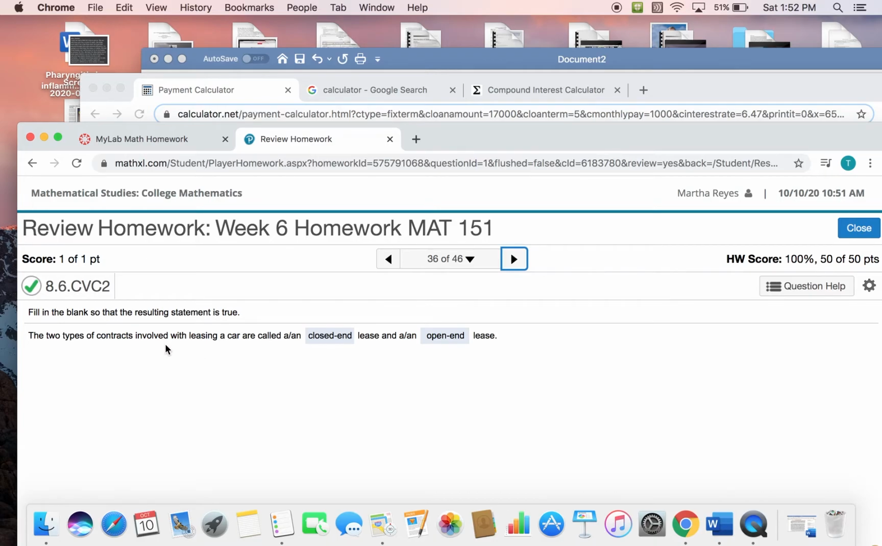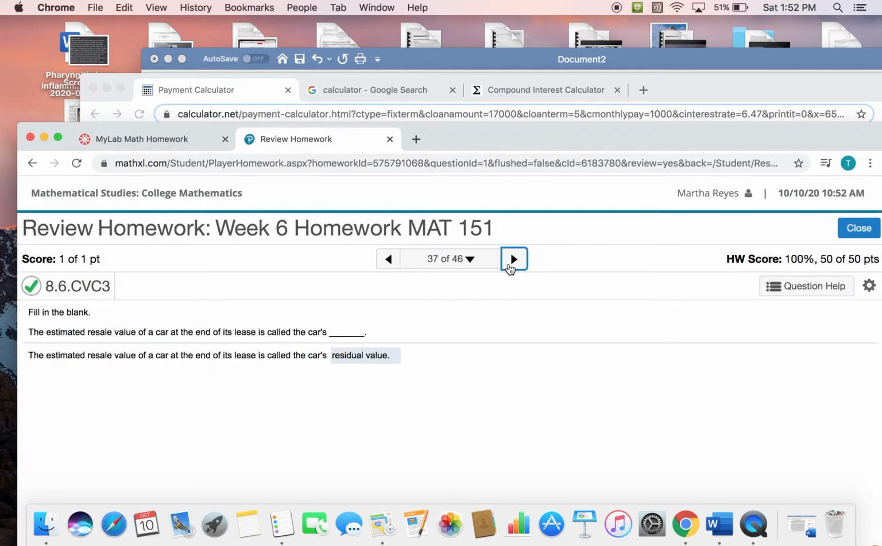Okay, this contract stuff was really difficult. You might just want to review this, kind of memorize it. Two types of contracts with a lease are a closed-end and open-ended lease. I don't know how much this is going to be actually on there. The resale value of a car is what's left over. It's the residual value after a lease.